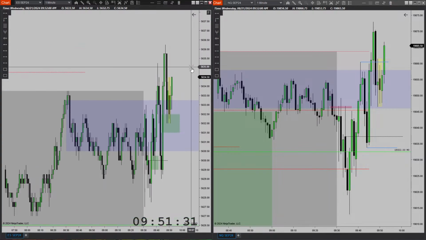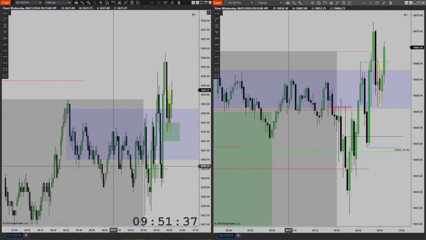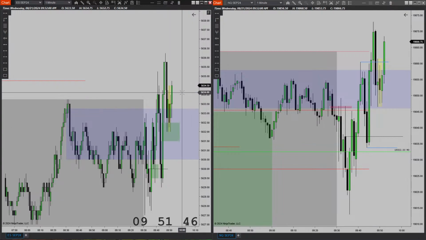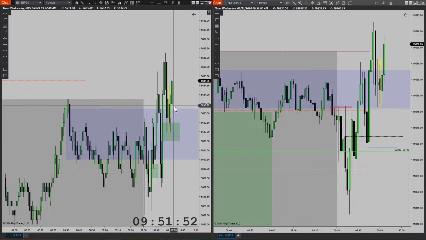Come on, baby. There we go. Okay. We're not out of the waters yet. Again, unicorn setup off a mitigation block, stop run. So all of those checks are done, and now we just look for a long. Well, I entered long here. I like that we didn't close below, or we only touched consequent encroachment. So now I just wait.